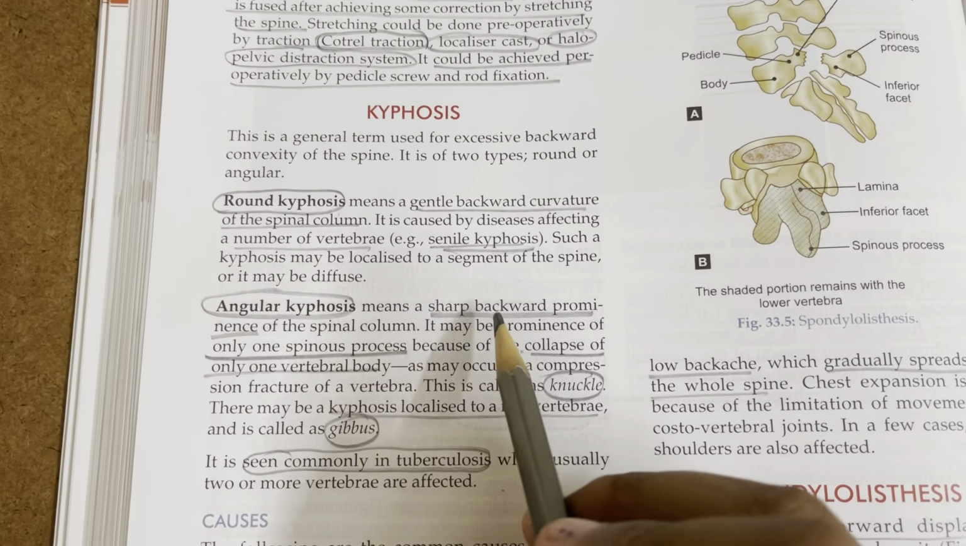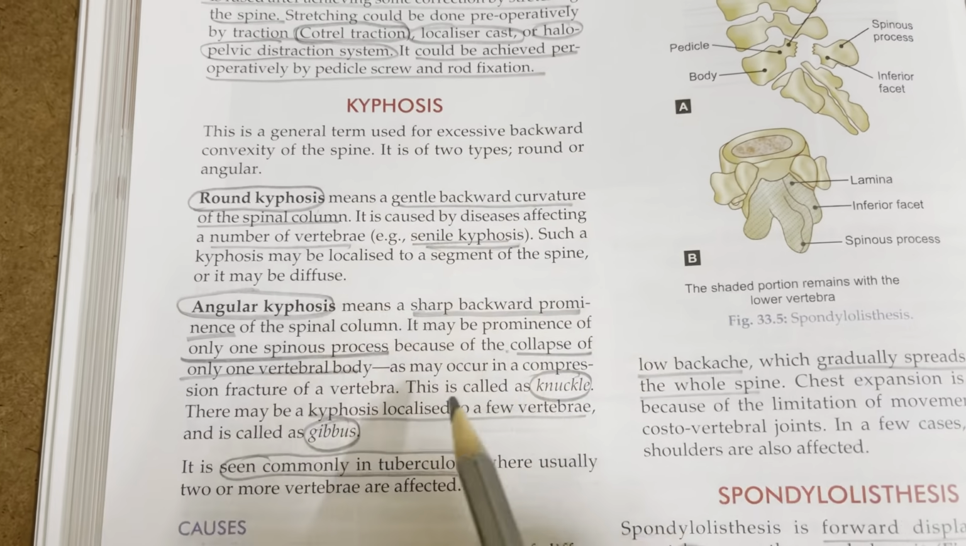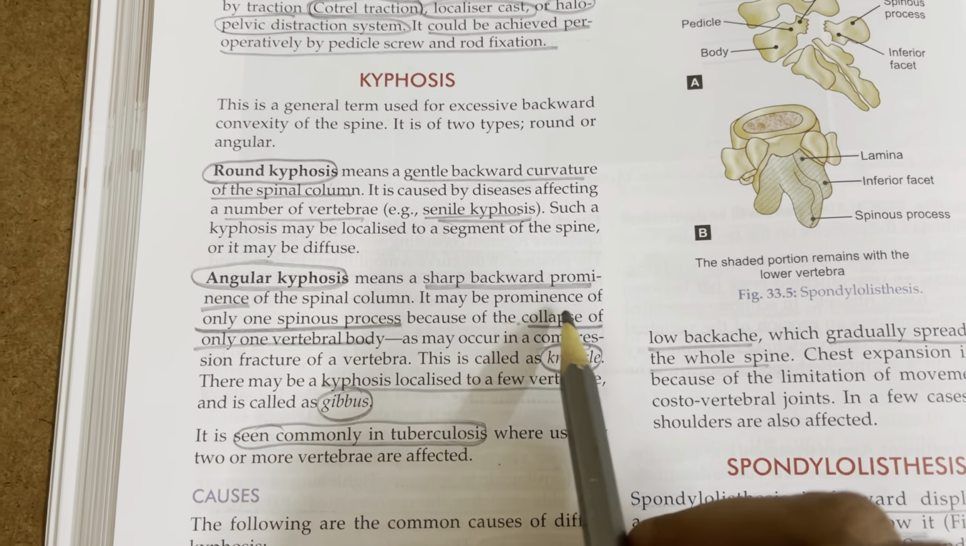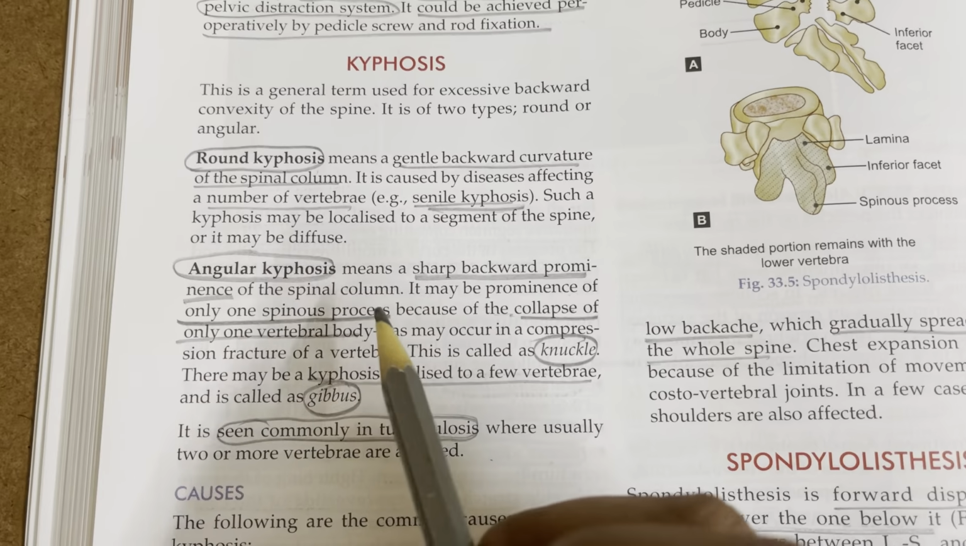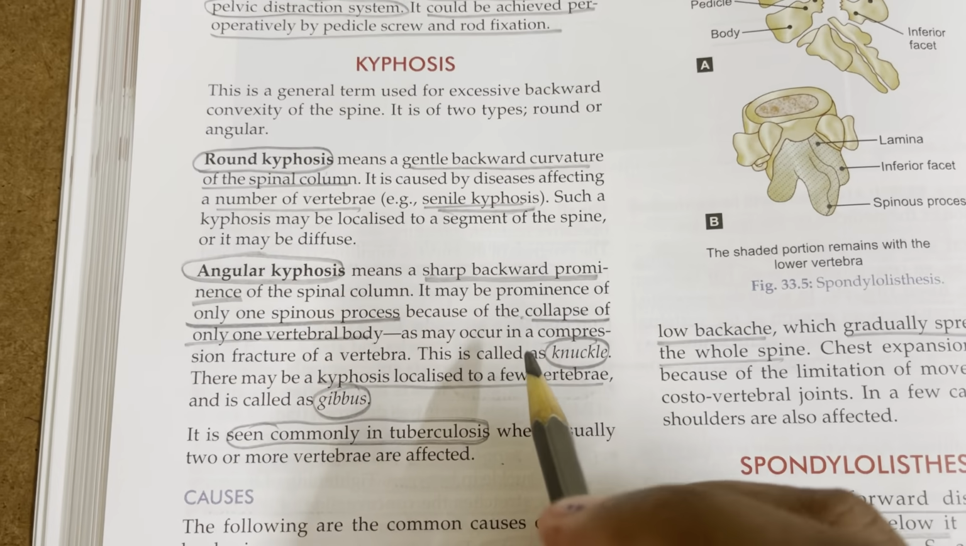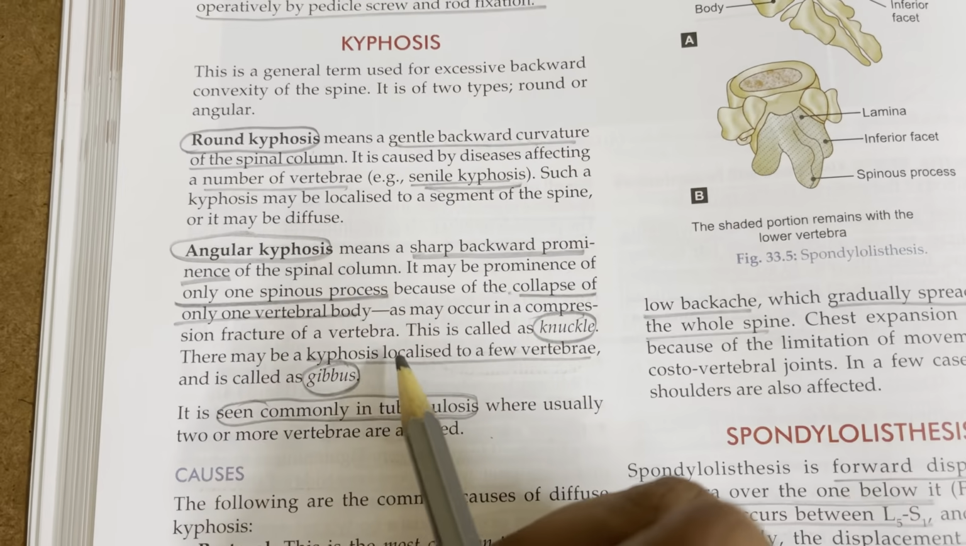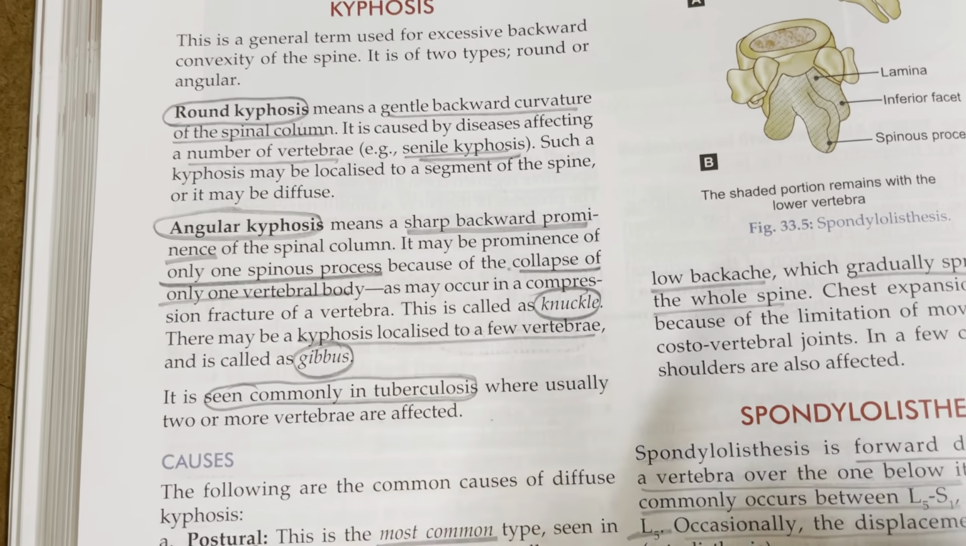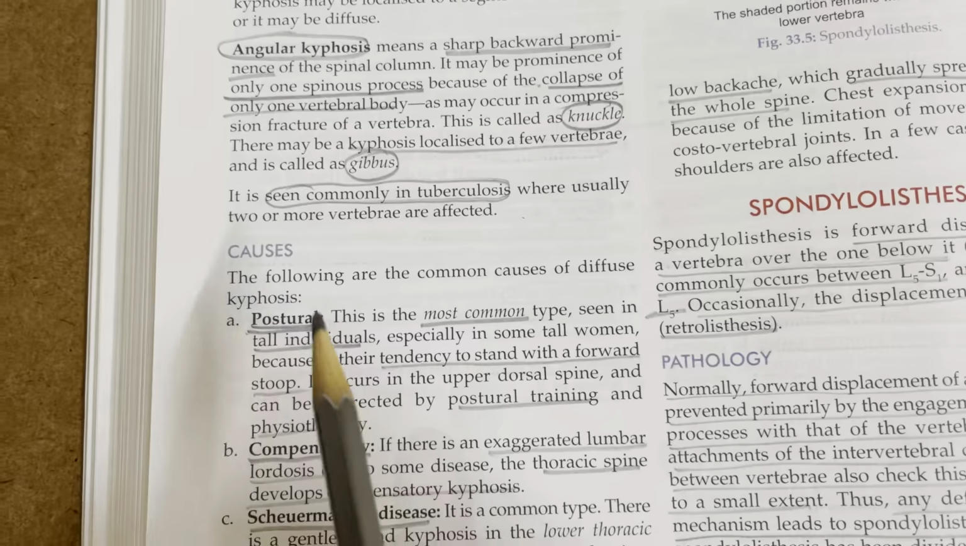Whereas angular kyphosis means a sharp backward prominence of the spinal column. It may be a prominence of only one spinous process because of collapse of only one vertebral body, such as in a compression fracture of a vertebra. This is called a knuckle. There may be kyphosis localized to a few vertebrae, which is called a gibbus. It is most commonly seen in tuberculosis, where 2 or more vertebrae are affected.